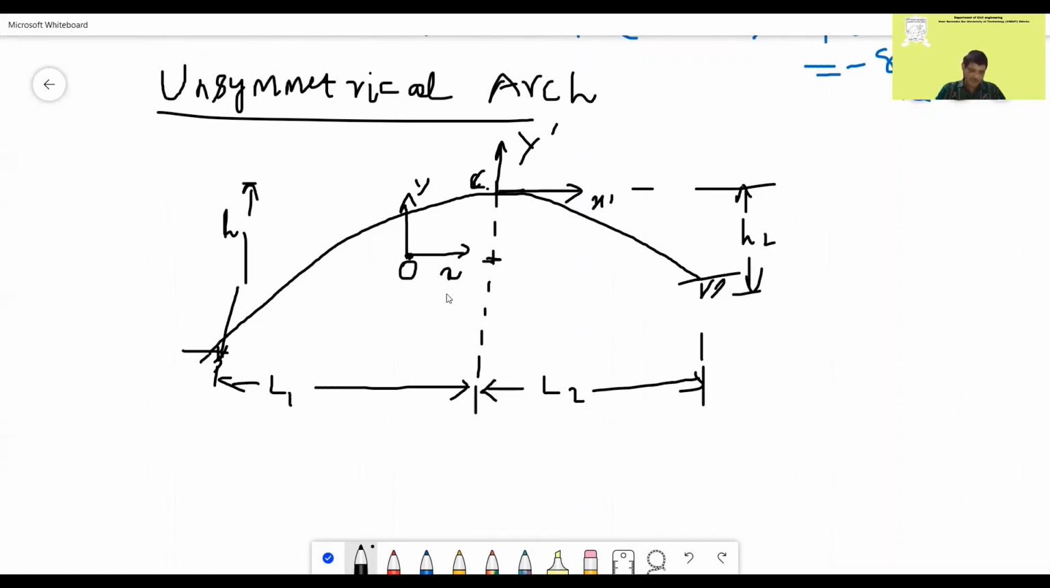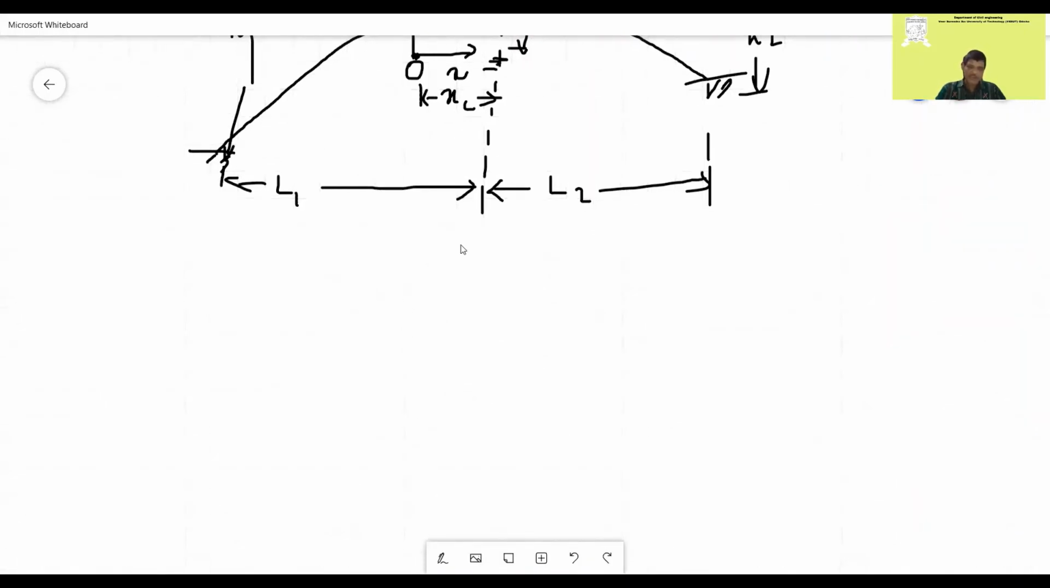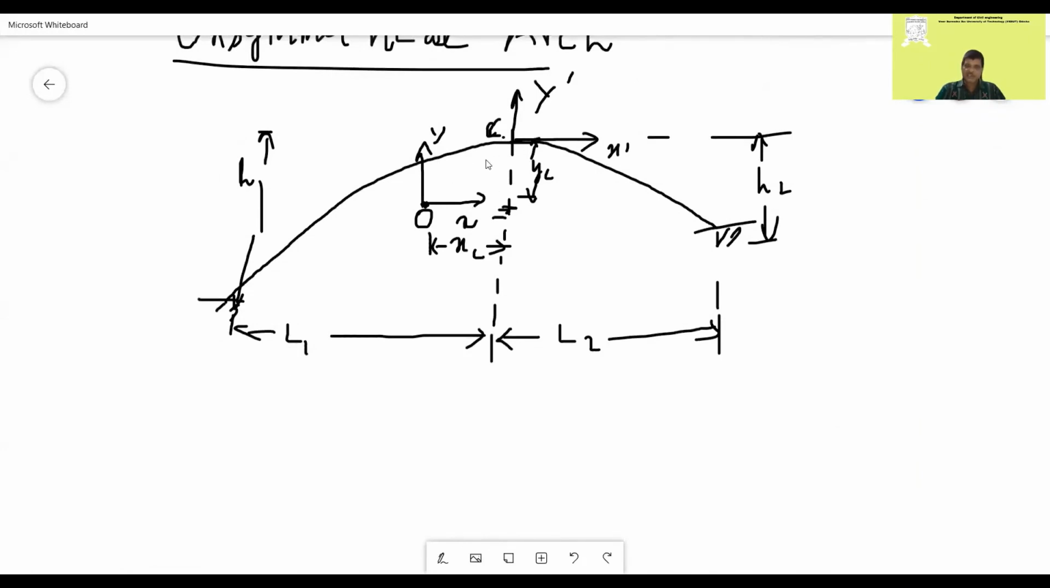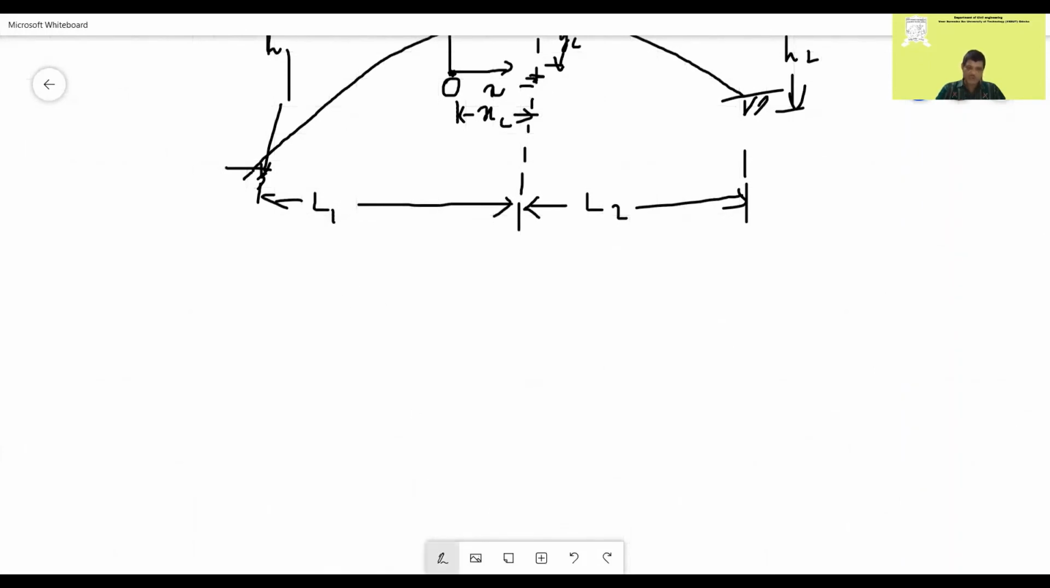So that means from the ground to here will be the distance YC, and this distance will be X. From the ground, distance XC and OC, that is the elastic center. So this is a typical figure of an unsymmetrical fixed parabolic arch. Now if we take C as origin and X dash Y dash axes, like the previous problem, we take X dash Y dash as the axes and C as the origin, then we can find out the equations like this.